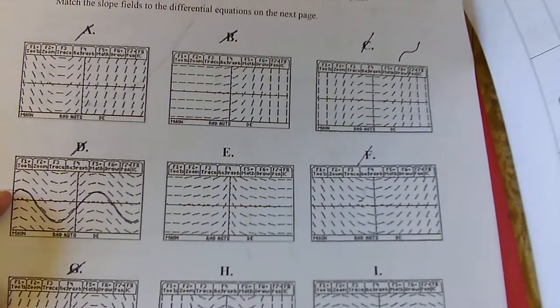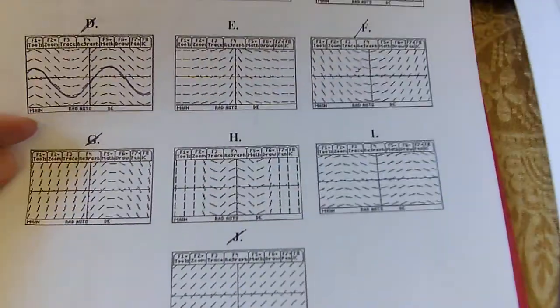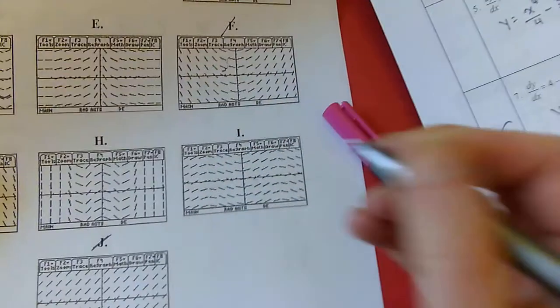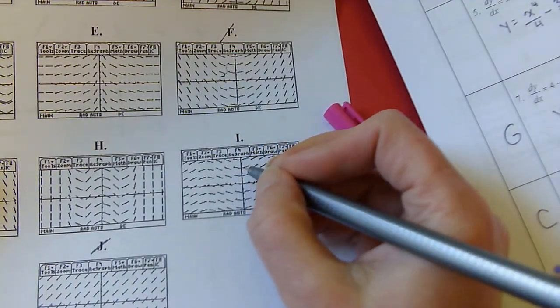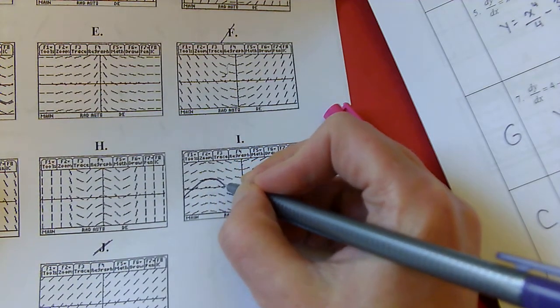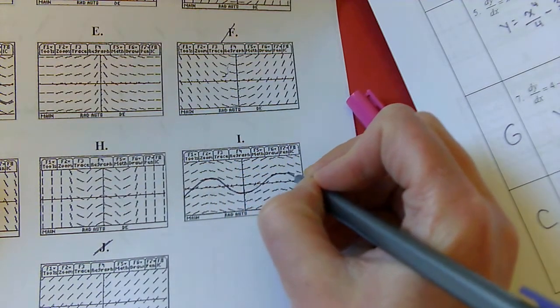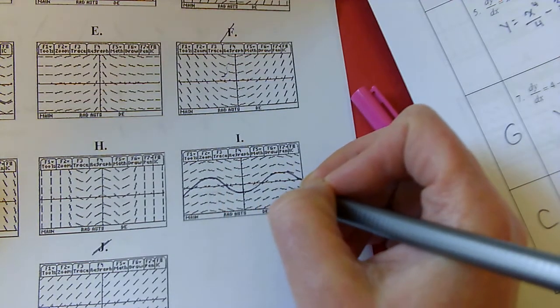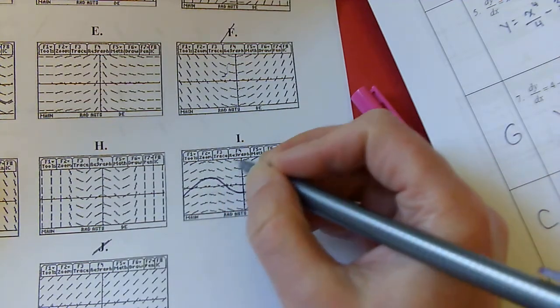E I'm not sure on. Let's pretend I'm not sure on it. Here's another one that looks kind of curvy. Curvy scurvy. It's doing up, down, up, down. Looks really curvy like that. It looks like an upside down cosine.